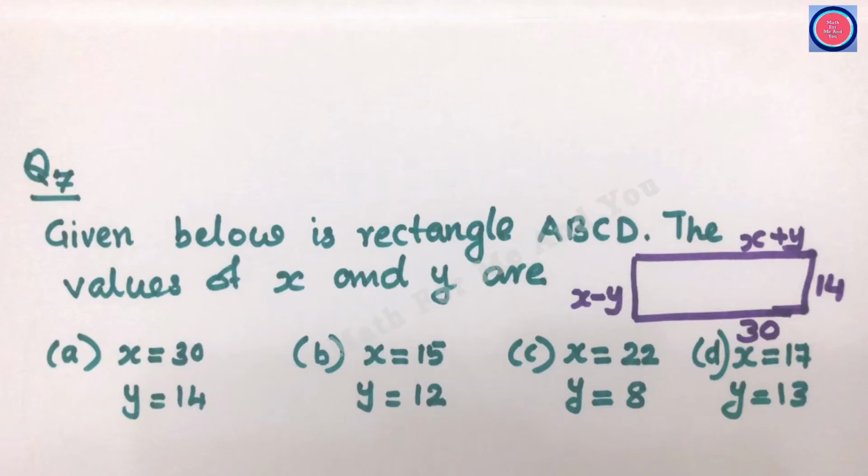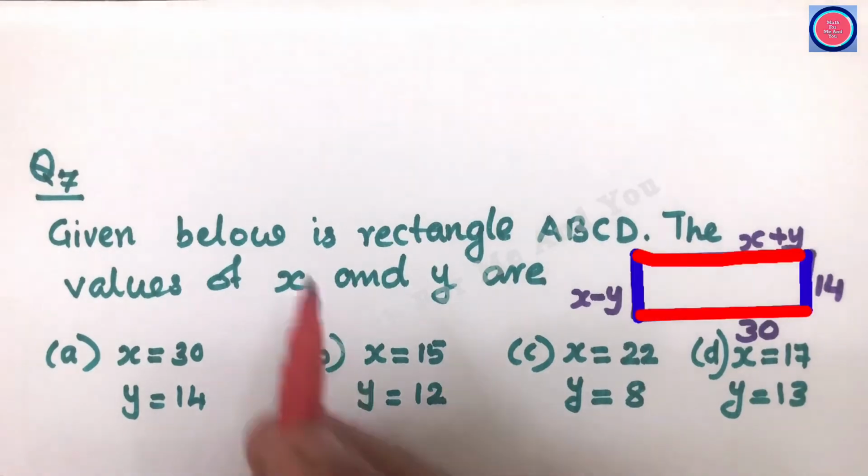Question 7 is, given below is rectangle ABCD. The values of x and y are. We could see here the four options given with values of x and y. How to find x and y? Given is a rectangle and we have studied that the opposite sides of a rectangle are equal.